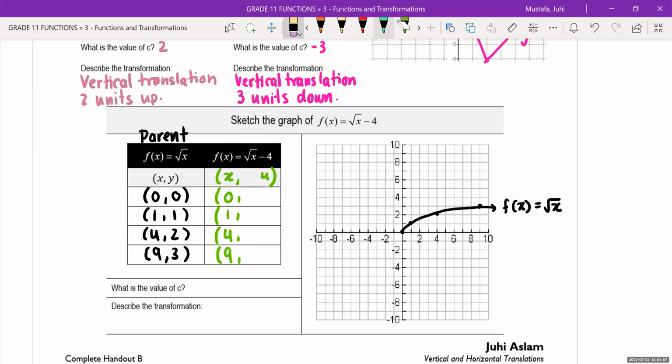But now for every single y value, we are going to subtract 4. So 0 subtract 4 is negative 4. 1 subtract 4 is negative 3. 2 subtract 4 is negative 2. 3 subtract 4 is negative 1. And when we graph this, we should get a square root function graph, but shifted 4 units down.